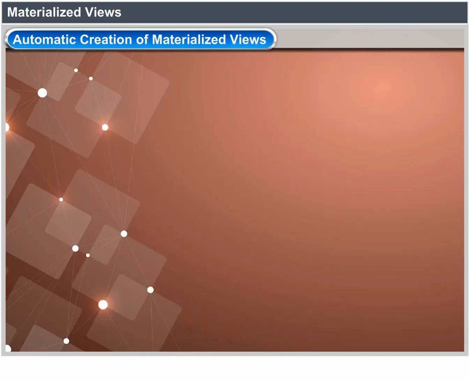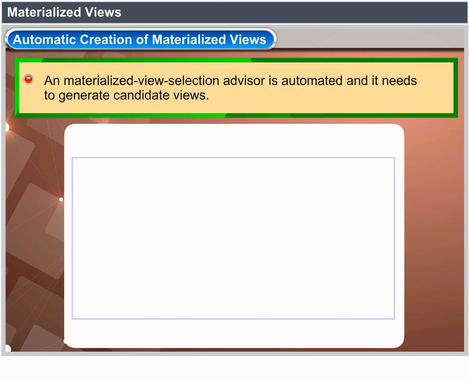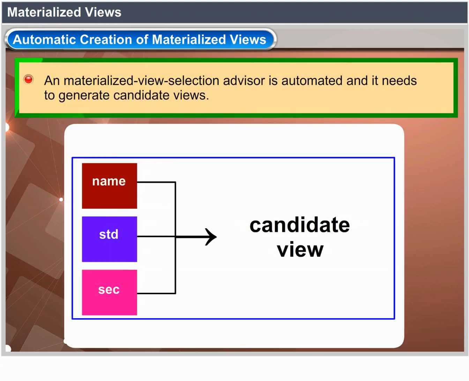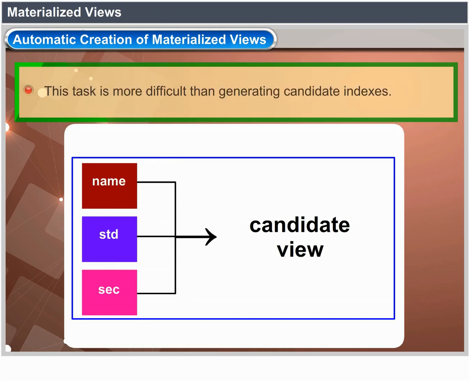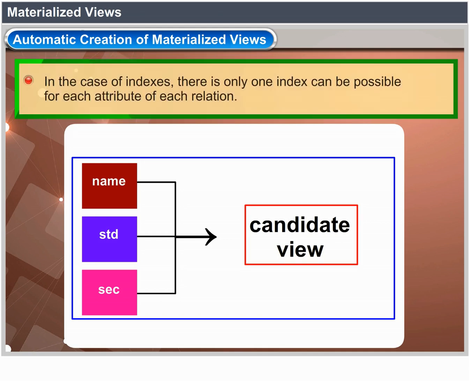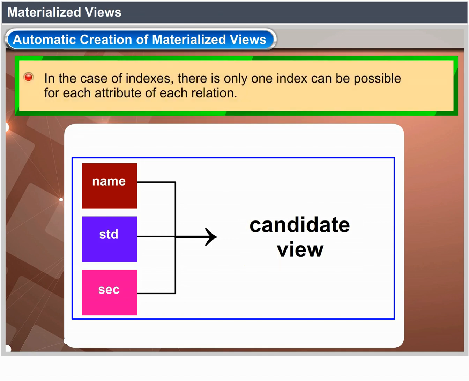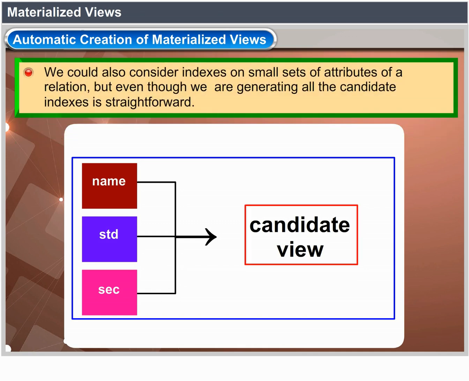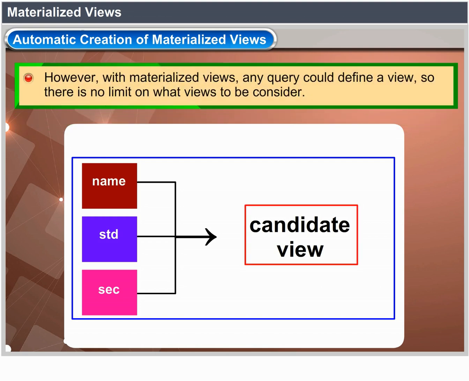Automatic creation of materialized views. An automated materialized view selection advisor needs to generate candidate views. This task can be far more difficult than generating candidate indexes. In the case of indexes, there is only one possible index for each attribute of each relation. We could also consider indexes on small sets of attributes of a relation, but even if we do, generating all the candidate indexes is straightforward. However, with materialized views, any query could in principle define a view, so there is no limit on what views we need to consider.